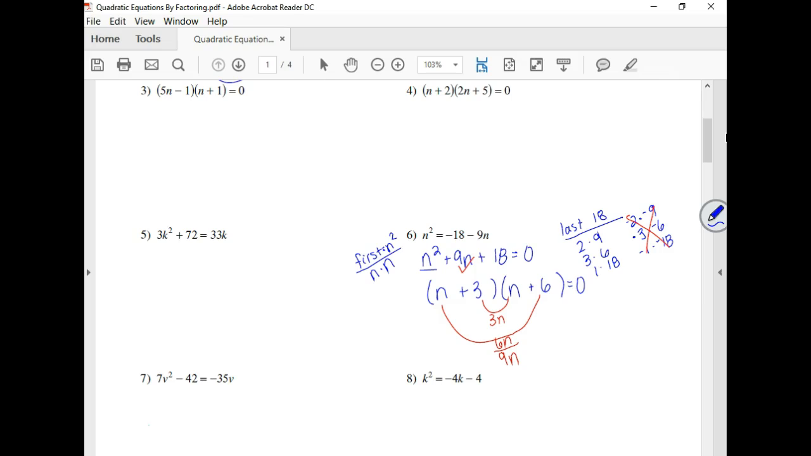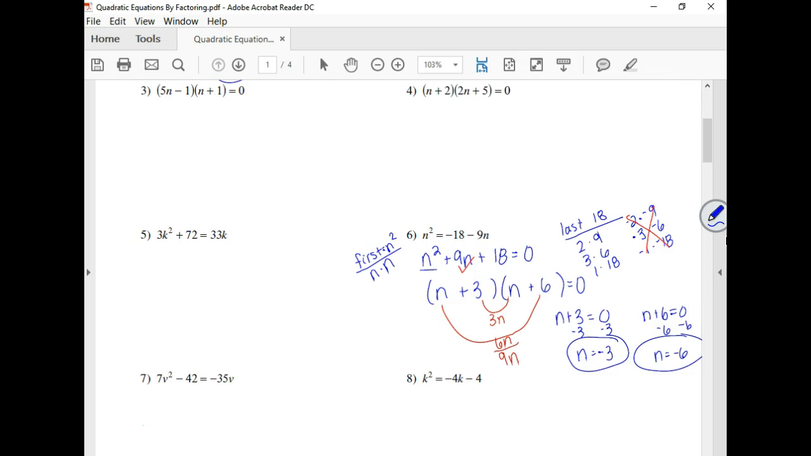Now we're still not quite done because we need to find the answers to this problem. We need to find the numbers that make this true. So we'll say n plus 3 equals 0 and n plus 6 equals 0. So I would subtract 3 here. n equals negative 3. And right here, I'll subtract the 6. n equals negative 6. So my 2 answers for this problem are negative 6 and negative 3.